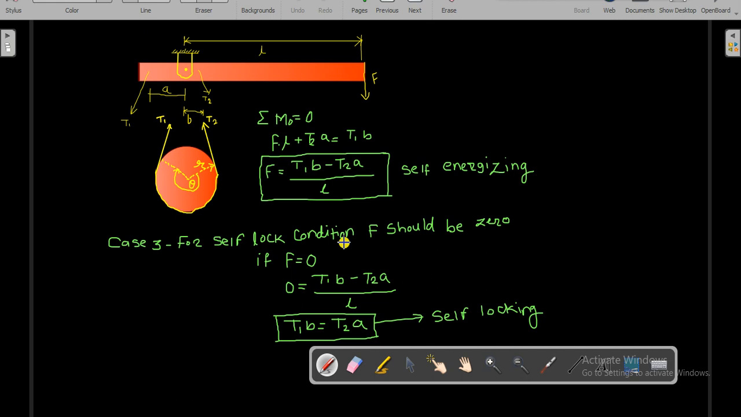And for the self-locking condition, that means we need not apply any force, the force will be 0. If we put F equal to 0 in this equation, we get the relation between T1 and T2. It will be T1B equal to T2A, and in such a condition the brake will be self-locking. This is the condition for the self-locking of a band brake, and this was all about the design of the band brake.